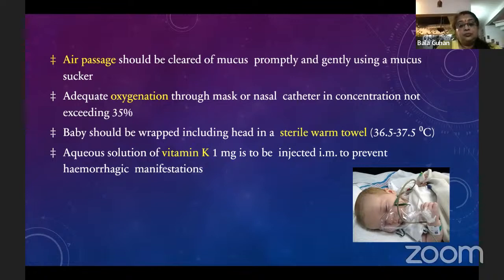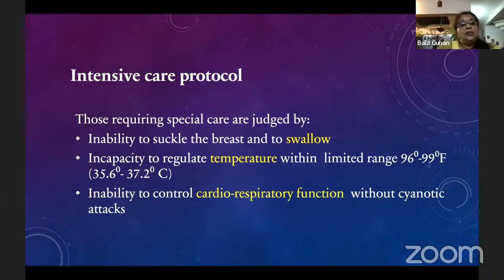Adequate oxygenation should be ensured through mask, nasal prongs, or nasal catheter. Baby should be wrapped with a warm sterile towel, and body temperature maintained at about 36.5 to 37.5 degrees Celsius. Vitamin K administration, 1 milligram to be injected IM to prevent hemorrhagic manifestations. And there is an intensive care protocol that is being done.